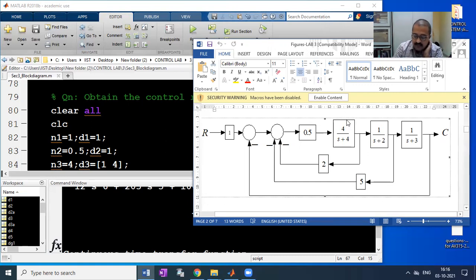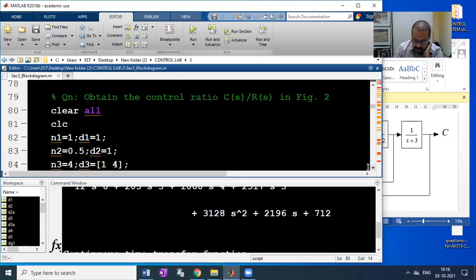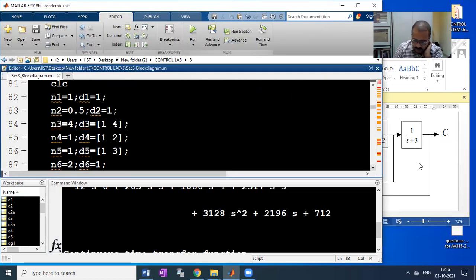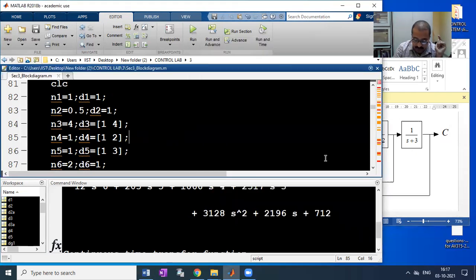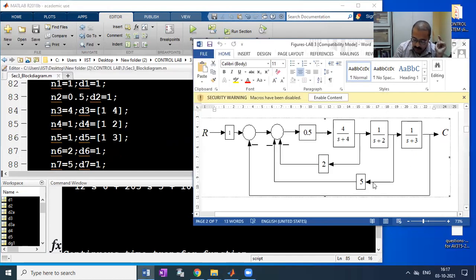So what will be my N3? It is 4. What is D3? [1 4]. What is N4? 1. And what is D4? [1 2]. What is N5? 1. D5 will be [1 3]. Then N6 will be 2 and D6 will be 1. N7 will be 5. D7 will be 1. Then N8 will be 1 and D8 will be 1.